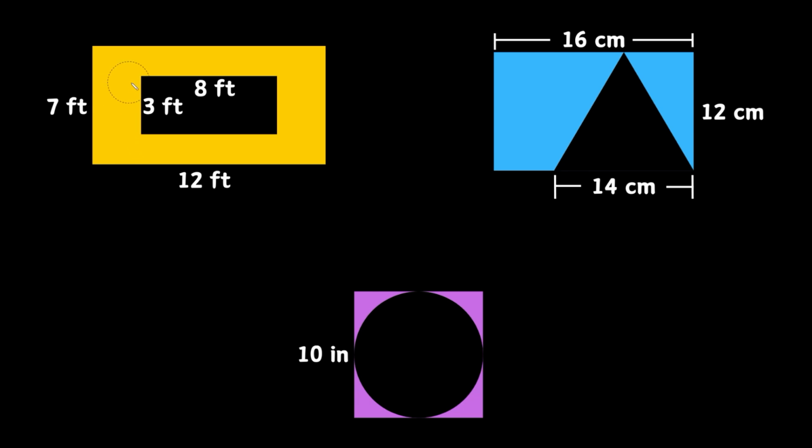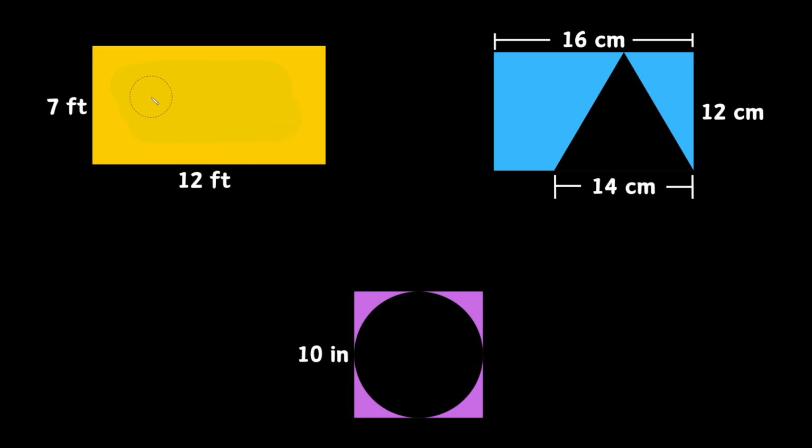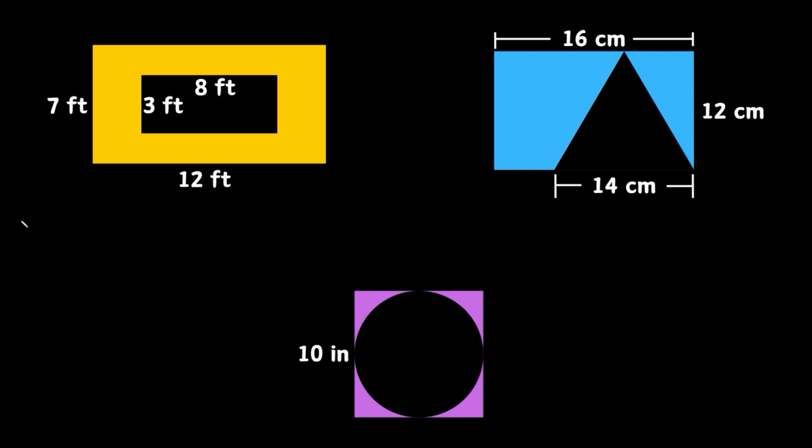So for example, with this rectangle, what's the area of the whole rectangle? So let's ignore this area right now. So what's just the area of the rectangle? Well, this whole thing would be 7 feet times 12 feet, which is equal to 84 feet squared. All right, so the total area, and I'll write it over here, total area is equal to 84 feet squared.